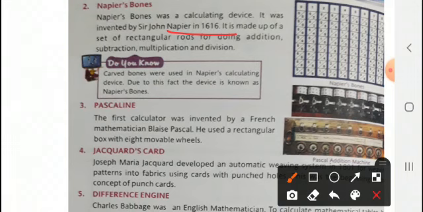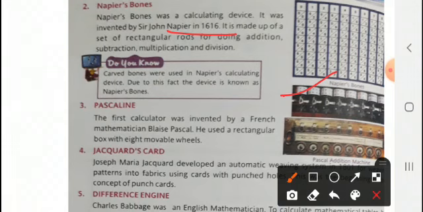Okay. Then Pascaline, as you see in the picture, the first calculator was invented by a French mathematician. The name was Blaise Pascal. He used a rectangular box with 8 movable wheels.